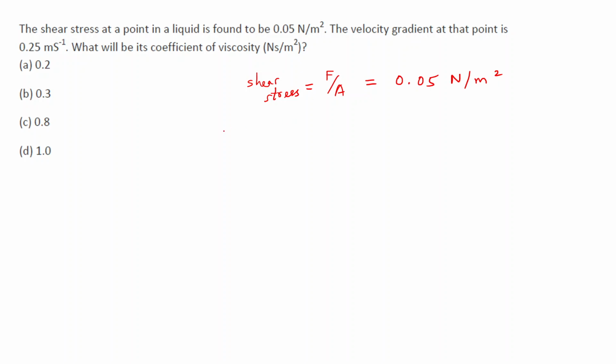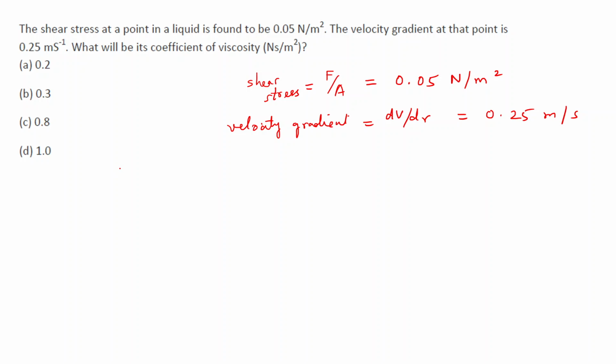Velocity gradient, we know now what it means, right? Which we denote by dv by dr or dv by dx. Anything is fine. Basically, we should have a clear understanding that this is the rate of change in velocity with respect to the distance. So the velocity gradient at a point is 0.25 meters per second. What will be its coefficient of viscosity?